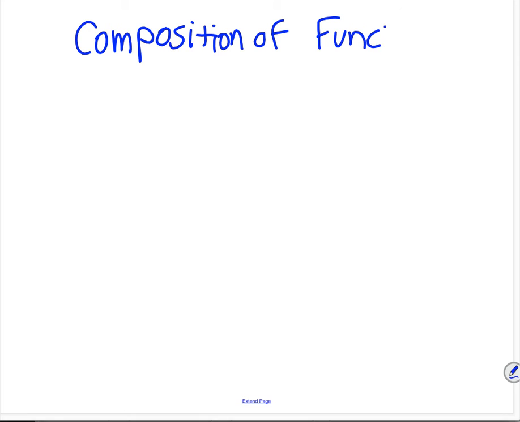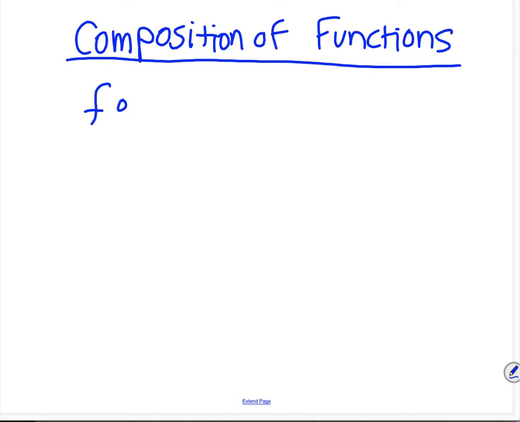And what the composition of functions is, is taking one function and putting it inside of another function. So you're creating a brand new function from that function. So how it looks is, and this may be a little bit of review, it looks like that, f of g, that's how you read it.